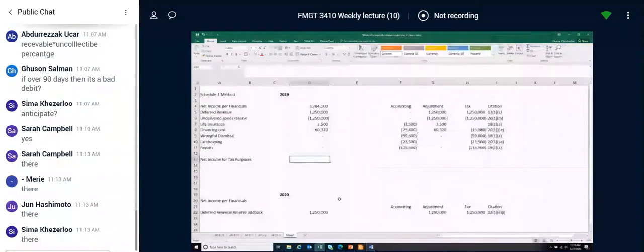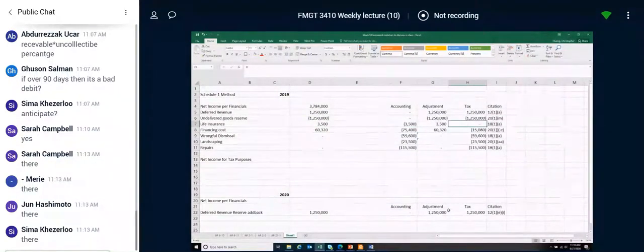So under our Section 1 method, again, accounting deducts the $3,500. Tax says no, you can't because of 18.1a. So you need to add $3,500 to income. Okay, does that make sense?